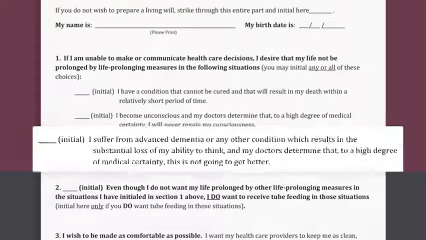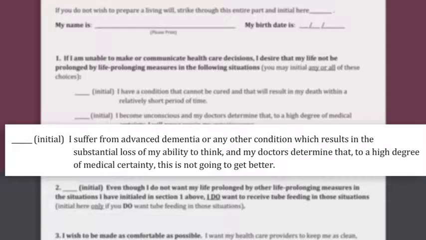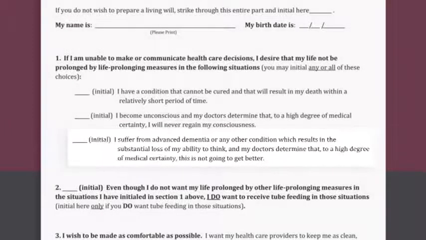In Scenario 3, you suffer from advanced dementia or any other condition that results in the substantial loss of your ability to think. Your doctors have determined to a high degree of medical certainty that it is not going to get better. Initial here if you do not want life-prolonging measures under these conditions.